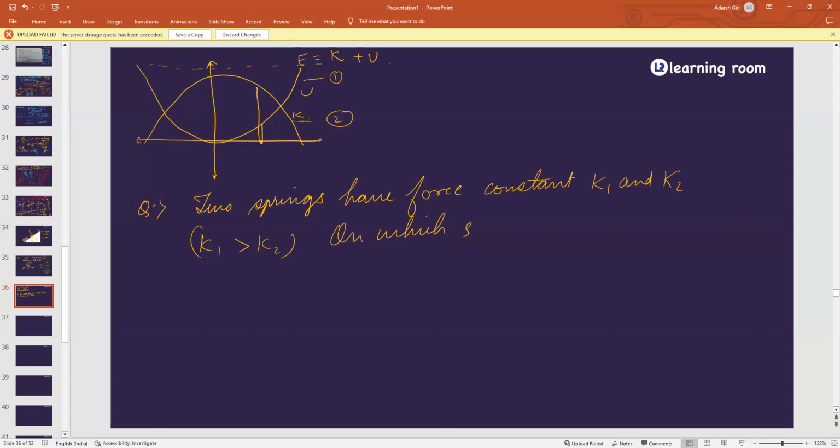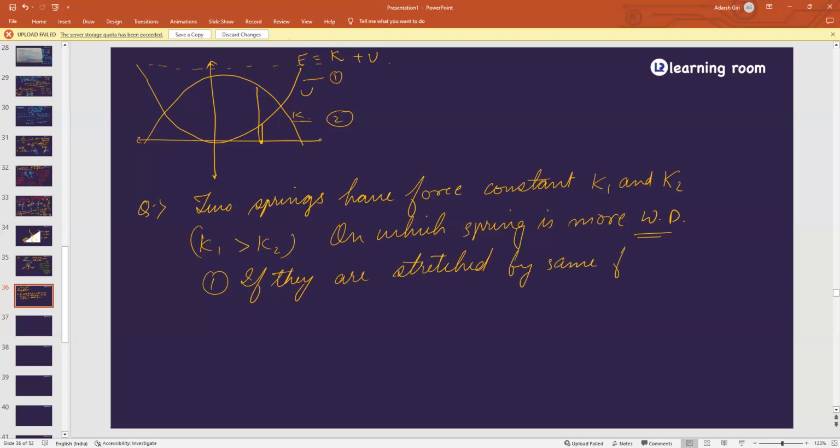On which spring is more work done? One, if they are stretched by the same force, and second, if they are stretched by the same amount, like the same displacement has been given. So I'm just moving on to the next page.